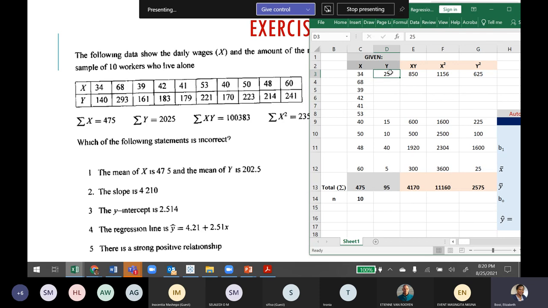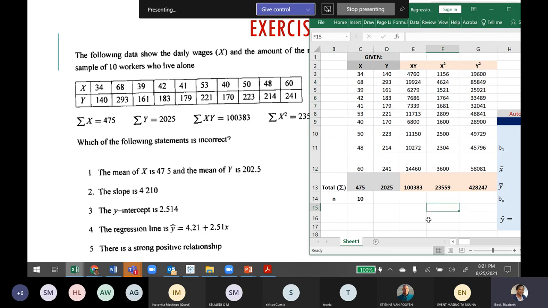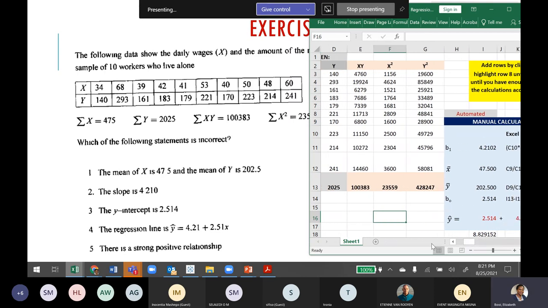68, 39, 42, 41, 53, 40, 48, and 60. Okay, let's do the same with the Y. 140, 123, 161, 183, 179, 221, 170, 223, 214, 241. You just highlight them and drag the values. You should update the whole table. Then I must go to the blue area, because all the answers I need are on the blue area.